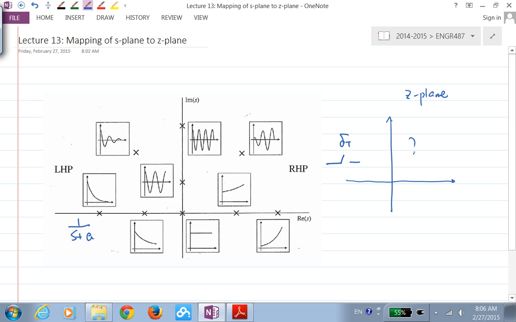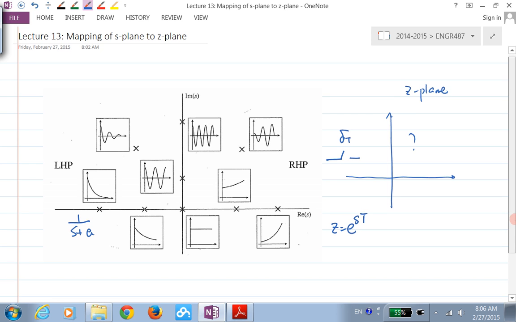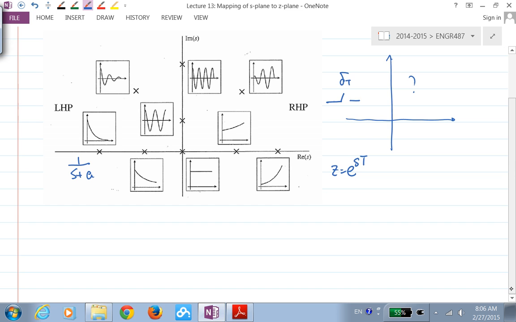We're looking at the mapping. The way we do the mapping is that we need to stick to the simple relationship, because of the impulse sampling, and that relationship is z equals e to the power of sT. That's what we need to stick to. So now let's move on and look at the details of the mapping.